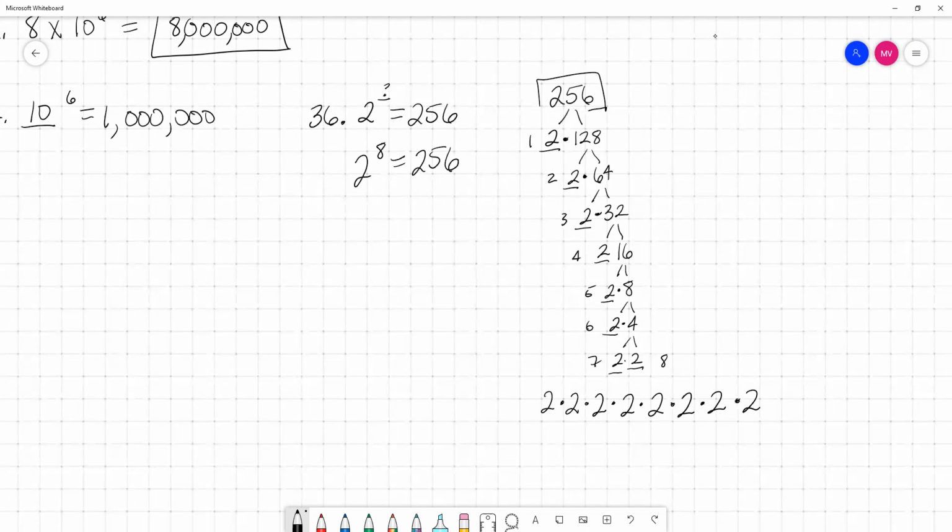Now, I started with the answer and went down and used prime factorization. Do any of y'all need this? I'm just going to erase it if you don't need it.